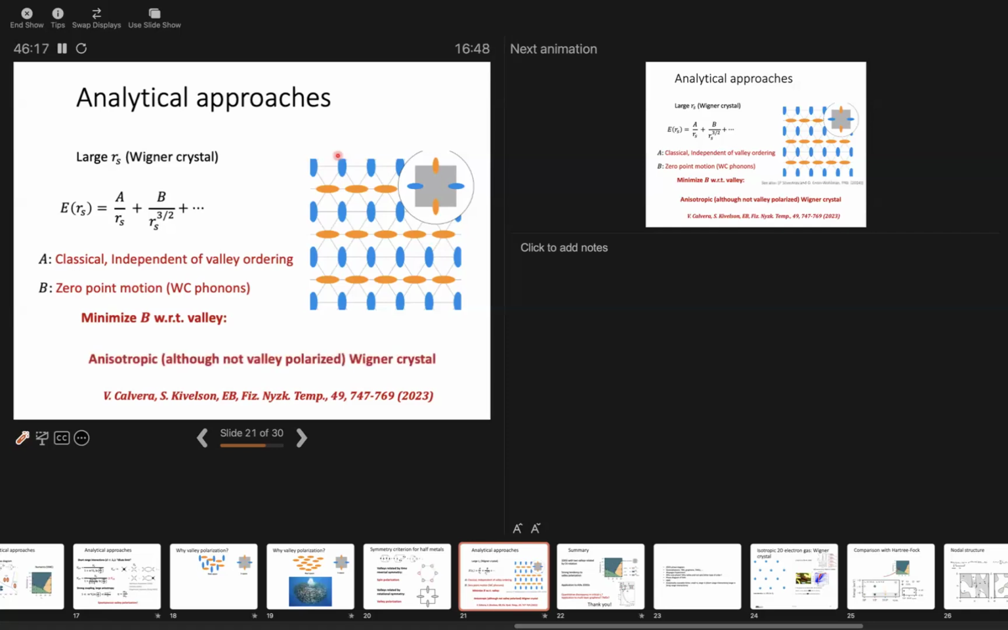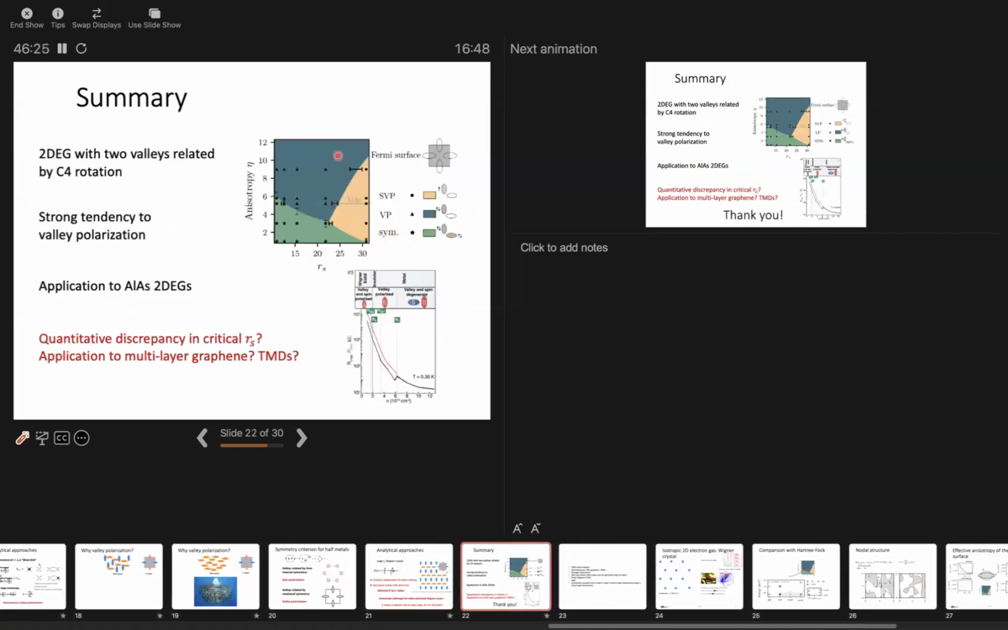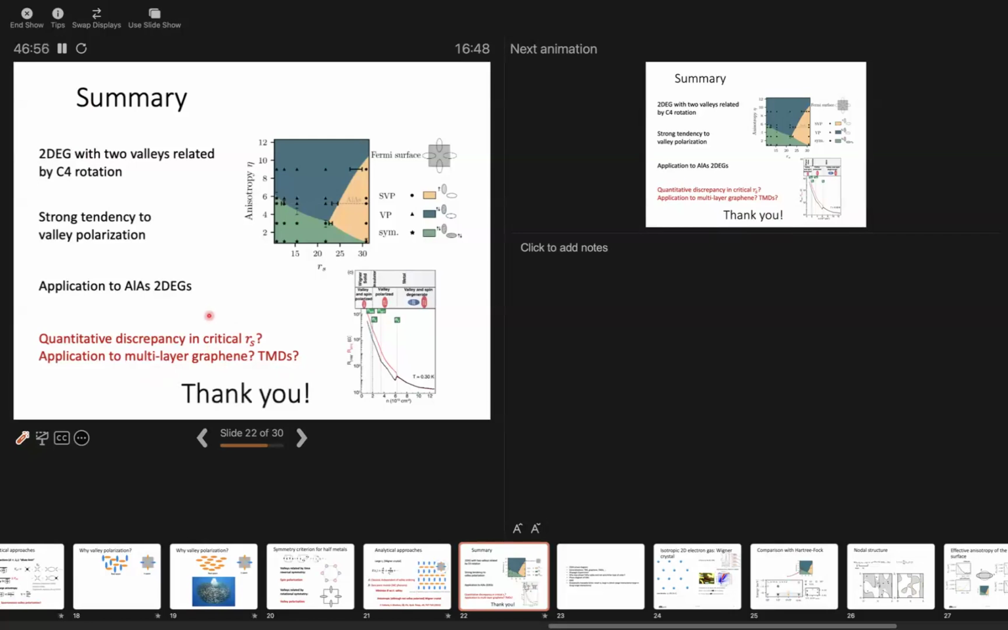That's basically what I wanted to say about the Wigner crystal. We studied a 2D electron gas with C4 symmetry, and it shows that this system has a strong tendency to valley polarize, in addition to aluminum arsenide. There's still a question of why we didn't get quite the right RS. When we get close, we become greedy, so we want to get even closer, and we have some ideas of what's missing. Of course, we'd like to apply the same kind of techniques to all these other interesting 2D electron gases we saw. Thank you very much.